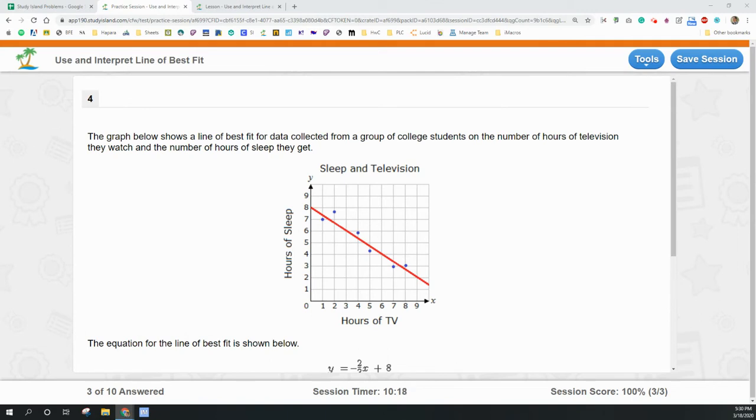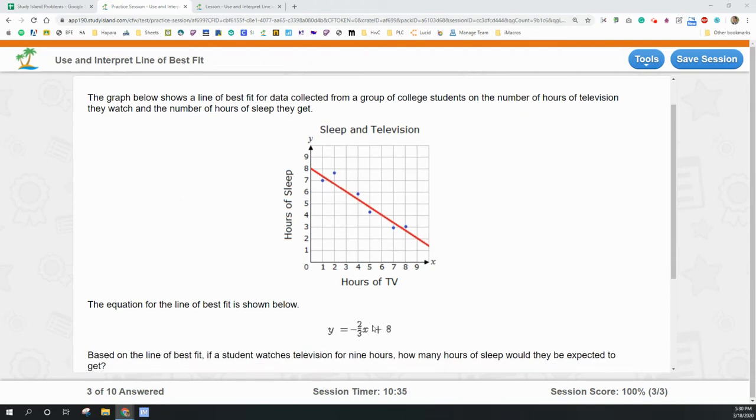Number 4, the graph below shows a line of best fit for data collected from a group of college students on the number of hours of television they watch and the number of hours of sleep they get. So we've got our line here. The equation for the line of best fit is shown below. So it straight up tells us this is the equation of the line.